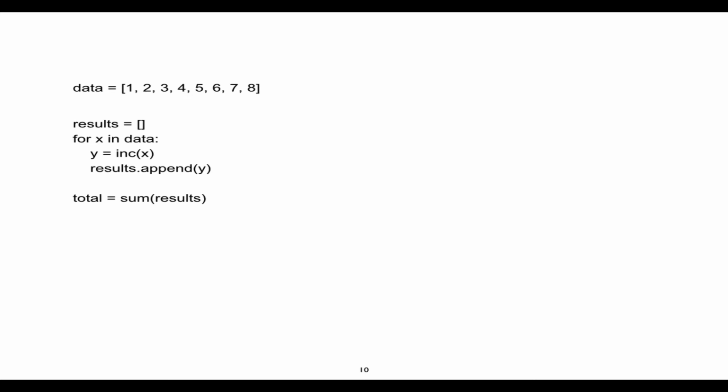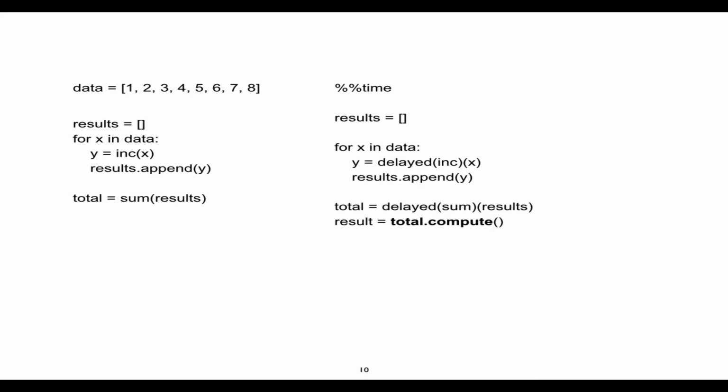It's slightly more complicated. So you have a list of numbers, and you call increment on all of them, and then append the results. And then you want to sum the results to get the total. This is without using delayed. Once I call delayed on increment, and I call other functions on it, those are also delayed.